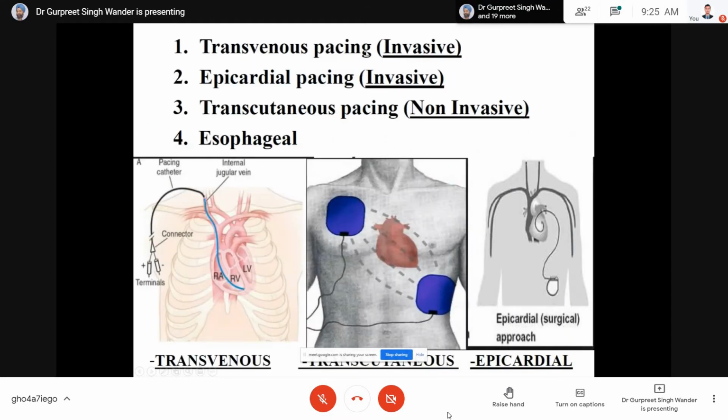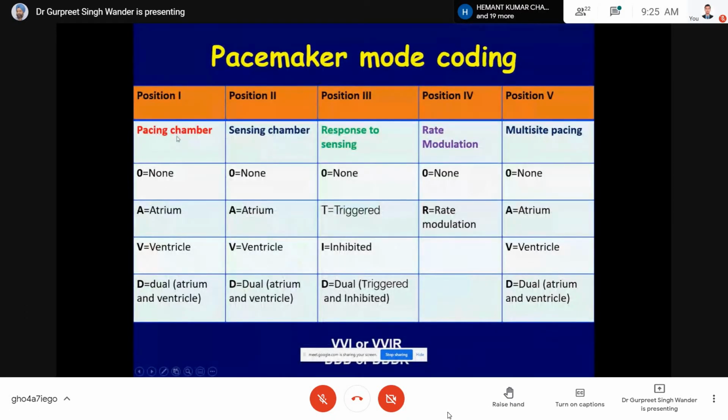So as I said, it could be transvenous, it could be epicardial, and of course you can use the esophagus, which is the structure behind the heart. You can use that because of its proximity. But most commonly we use the transvenous route only. And as I said, the chamber which is paced is a 5-letter description that we use.